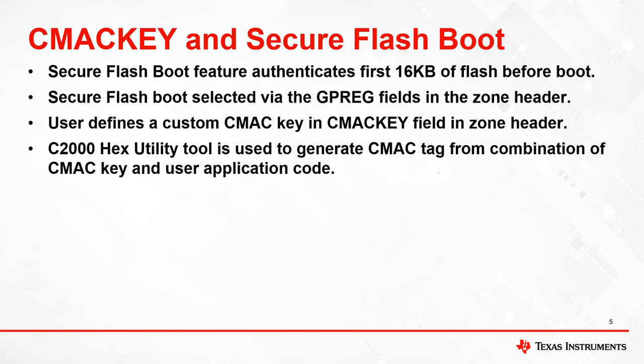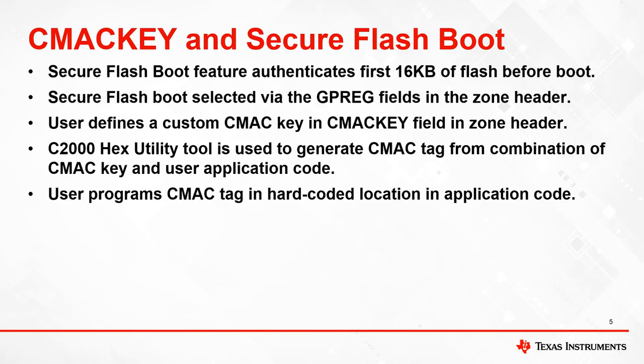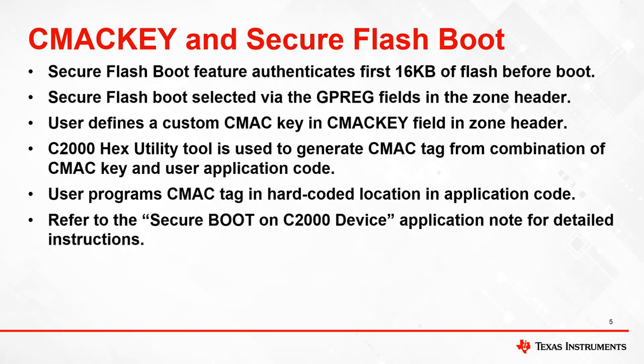Using the CMAC key and the application code to be programmed, the user should calculate a CRC tag using the C2000 Hex Utility tool. This is a tool integrated into Code Composer, which can be accessed through the project properties. The Hex Utility tool will generate a .out file that contains the calculated CRC tag in a hard-coded location in the application code. Refer to the Secure Boot on C2000 device application note for detailed instructions on using the Hex Utility tool.